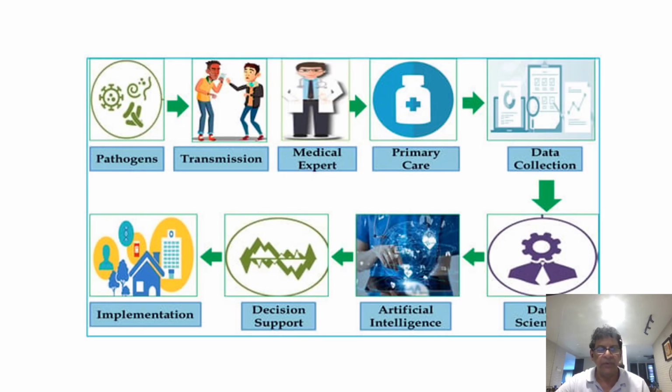That's the downside of artificial intelligence and machine learning. This is a sample of artificial intelligence and machine learning where we look at pathogens and transmission, then the medical experts are involved, primary care, data collection, data science, artificial intelligence decision support, and the implementation subsequently. This is where the AI comes in.